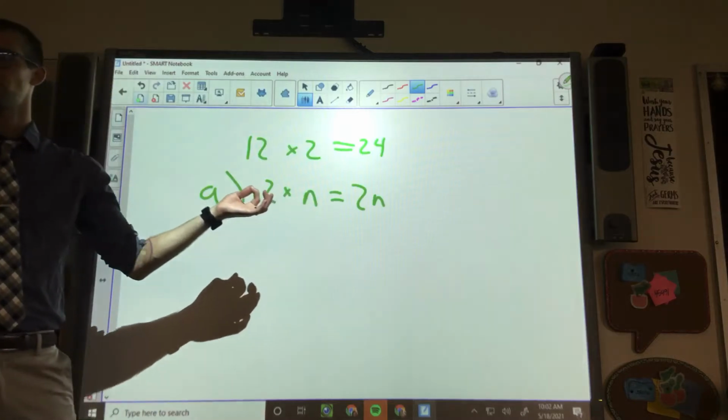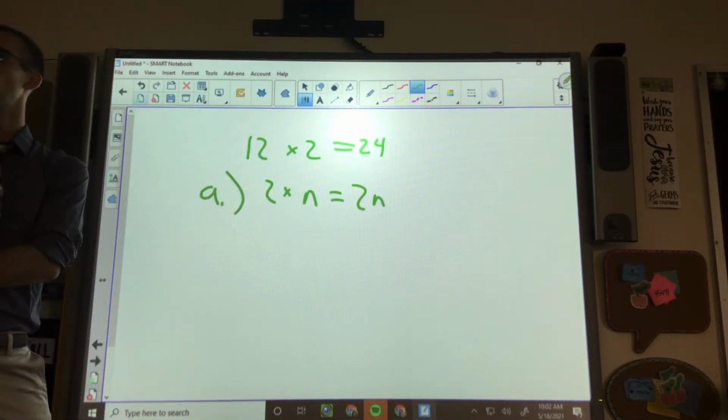You assume there's multiplication between the 2 of them. So, turn and talk to someone next to you. What is something that you can assume if a number and a letter are next to each other? Go.